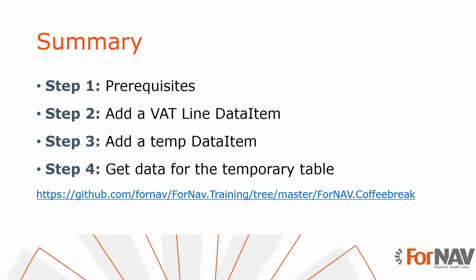Let's recap what we just did. The first thing we did was to add a temporary VAT amount line data item. We noticed that ForNAV adds the records to this temporary data item automatically. When we added a temporary data item for our custom table, the records were not automatically added. We created a code unit that subscribes to the onFill temporary table event in the ForNAV temp table code unit and added the code that adds records to our temporary table.